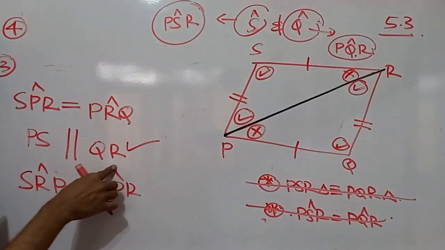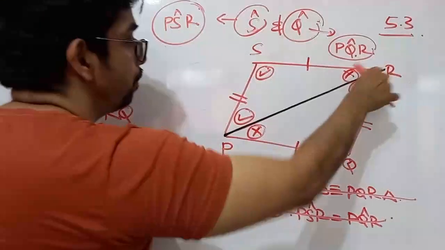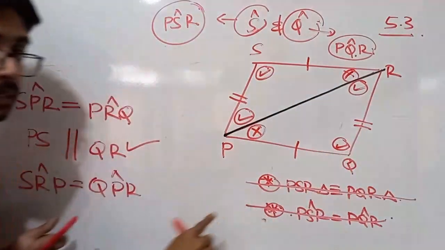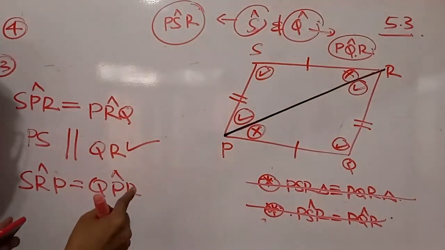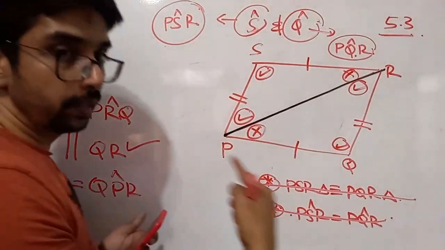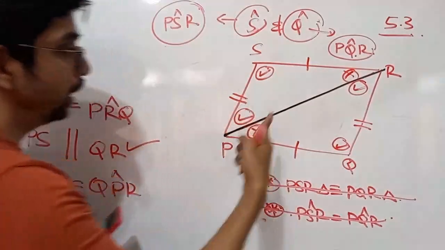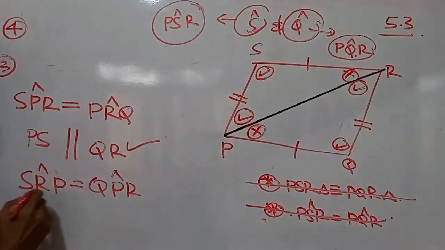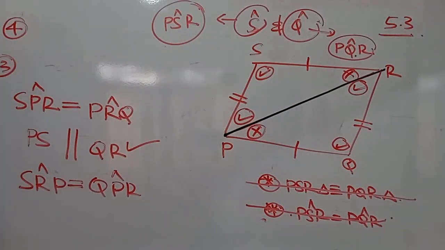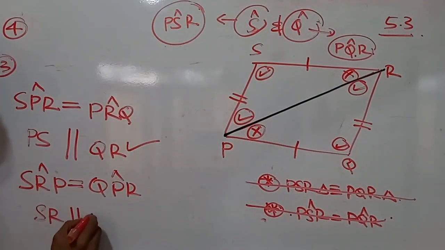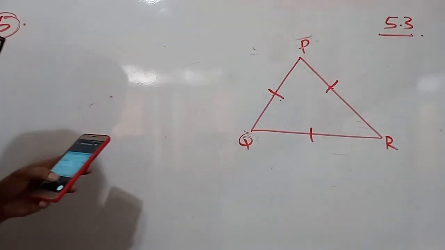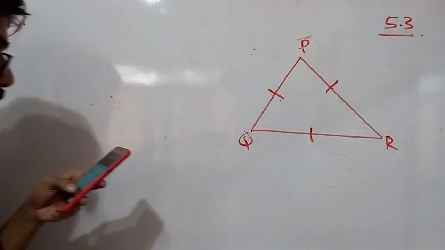This one is the same as that. Look, what's the shape? Z. So we know those are what? Consider the shape. Those are alternate angles, no? Right? Alternate angles are what? Equal. The alternate angles are equal. So what can we say there? SR and PQ. SR is parallel to PQ. Right. Question number 5, exercise 5.3.